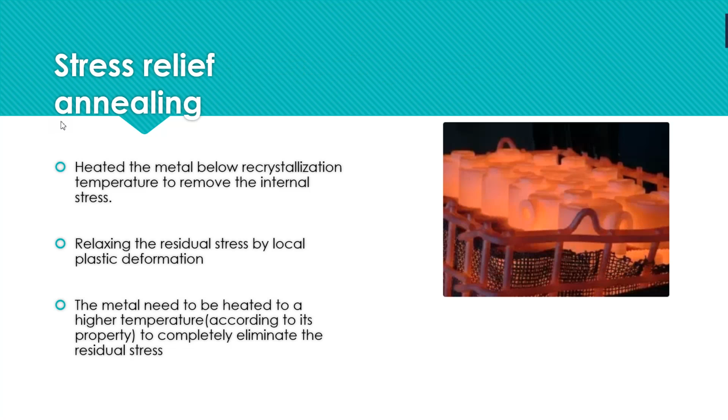Another method is stress relief annealing. It is a heat treatment in which the metal is heated below the recrystallization temperature to remove the internal stress, but still retains the effect of cold working and curing. When the process is carried out, the residual stress of the forming component is relaxed by local plastic deformation at a certain temperature. This process cannot completely eliminate the residual stress inside the component. To do so, the component must be heated to a higher temperature, but that will cause a change of microstructure. Therefore, the stress relief annealing process needs to select the appropriate heating temperature and holding time according to the material properties and the shape of the components.